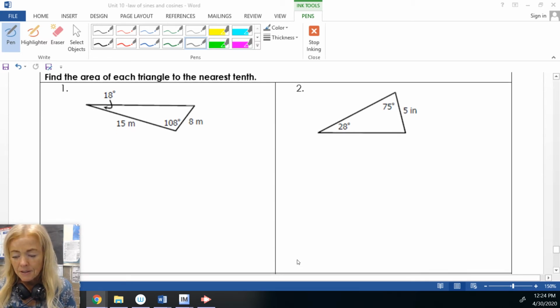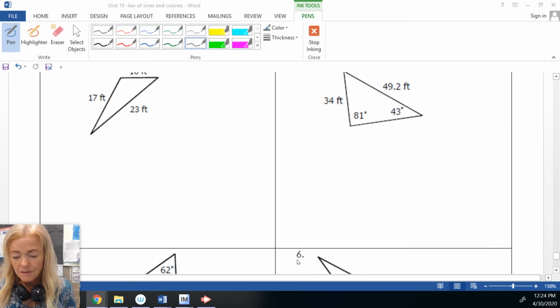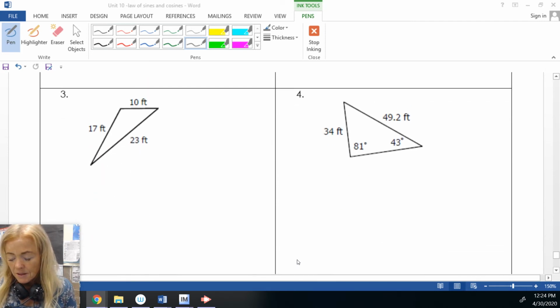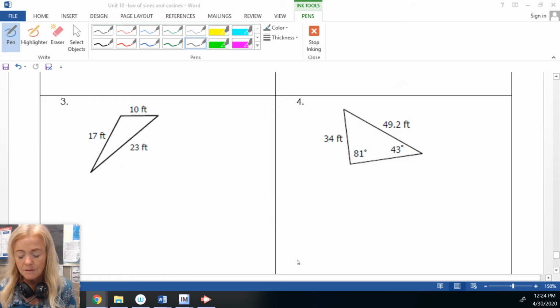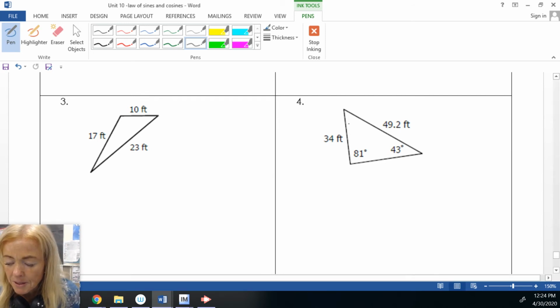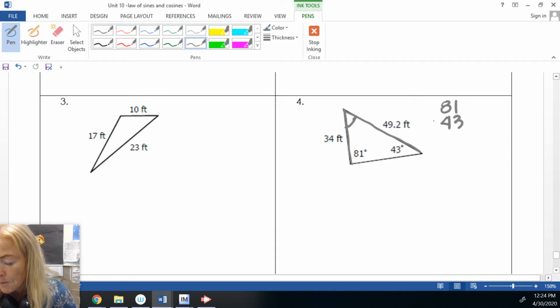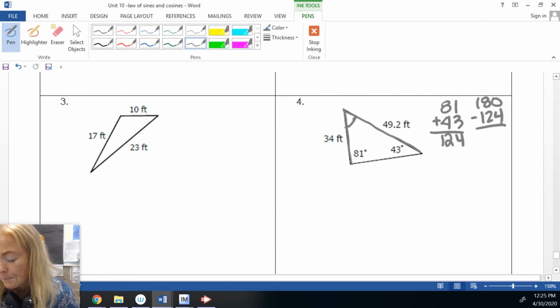Find the area to the nearest tenth. I wanted to do just a couple. If I do 3 and 4, you think? All right, I'll do 3 and 4. So 4 is a little easier because it is just missing an angle in order for it to have our side-angle-side scenario we need. We already have those two sides, and we have an easy way to come up with the angle. So we would just add 81 plus 43, and you get 124, and 180 minus 124.